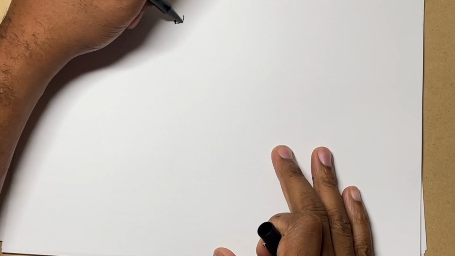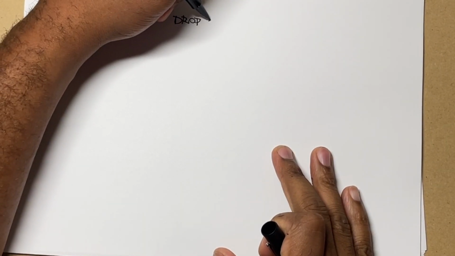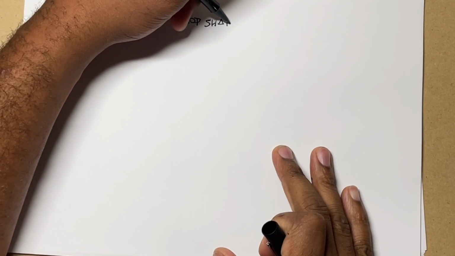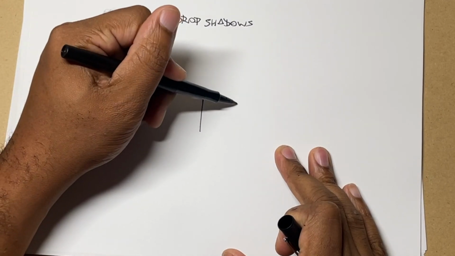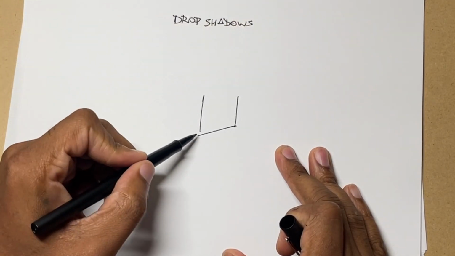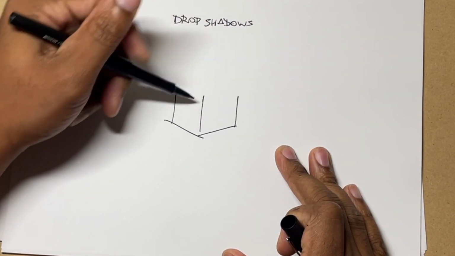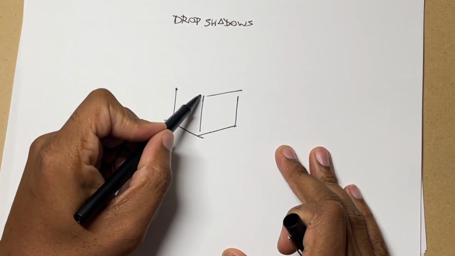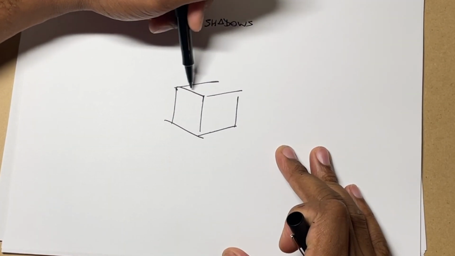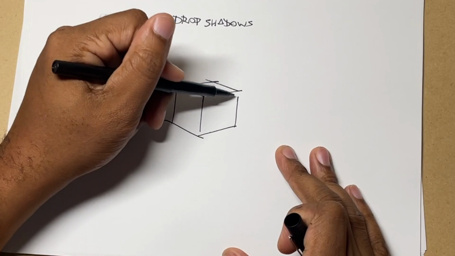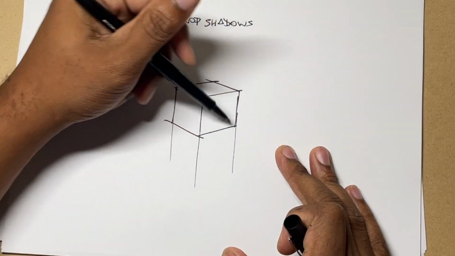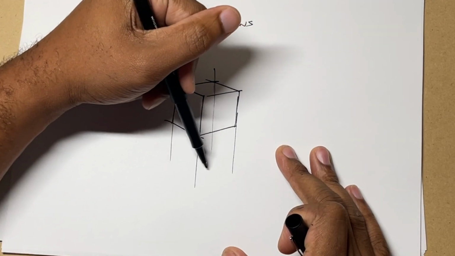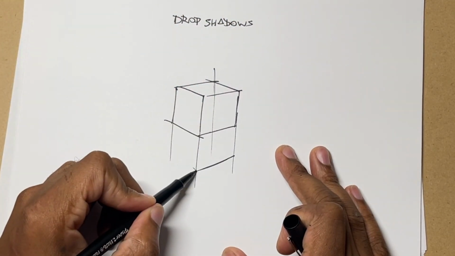Alright, now that we've done cast shadows, we're going to do drop shadows. And technically a drop shadow is a cast shadow as well. It's just a cast shadow when the object isn't set onto the ground plane. There is a very technical way of doing this, right? And it's quite similar to what we did at the beginning of this demonstration. I am going to show you a very simple way to make a drop shadow.